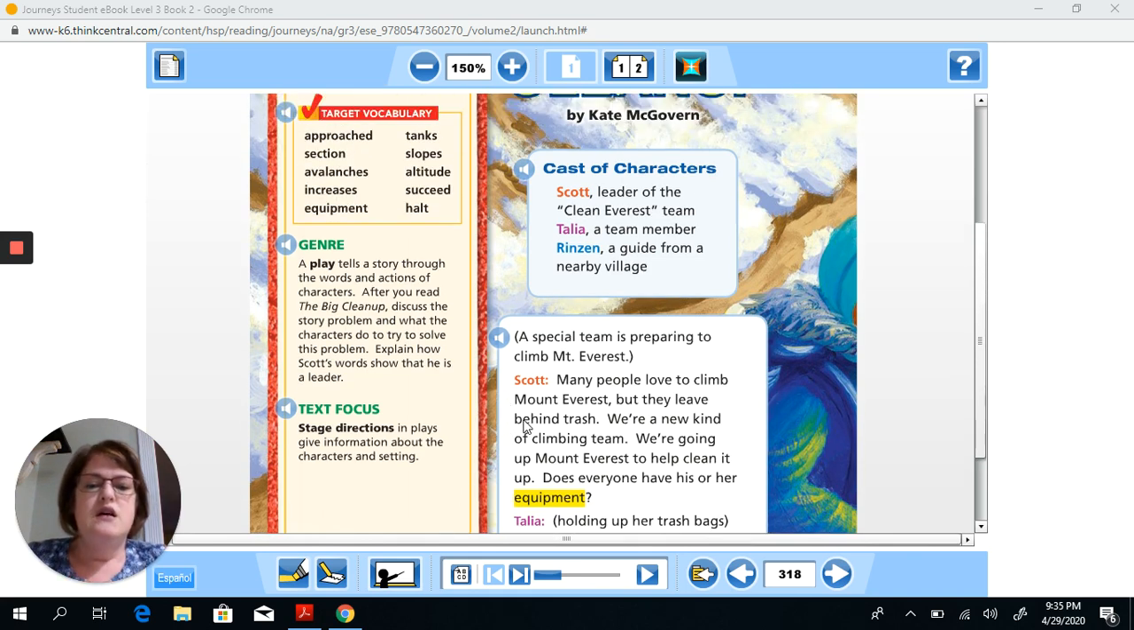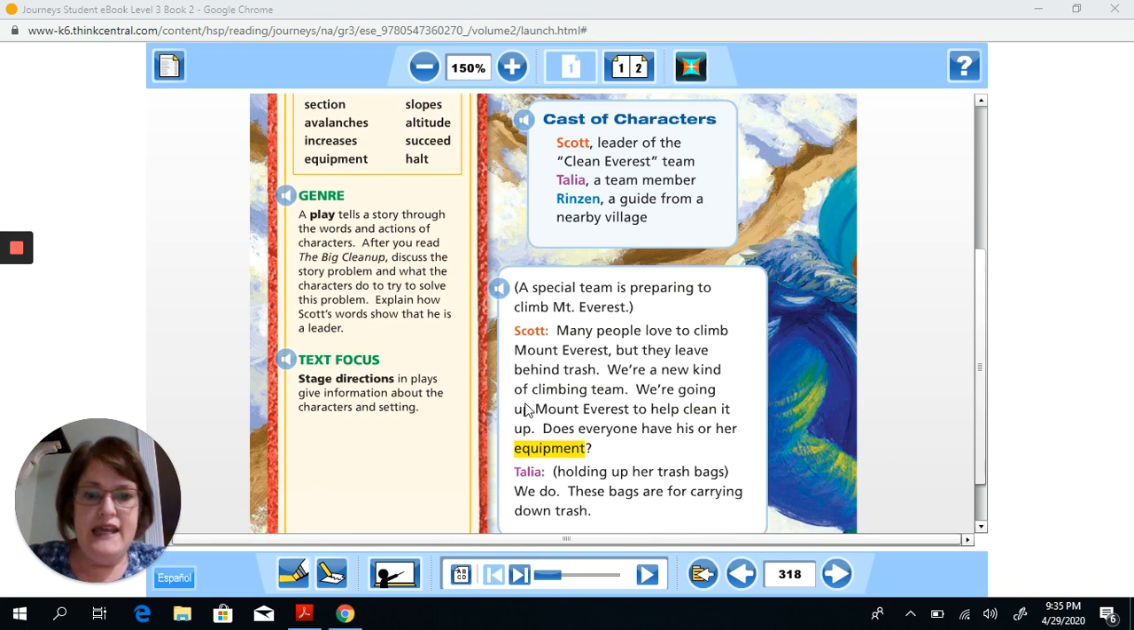Okay. So in this play, Scott is the leader of his team. He is leading a team to go up Mount Everest, but not just to enjoy the journey. They're actually going to help clean up the mountain.